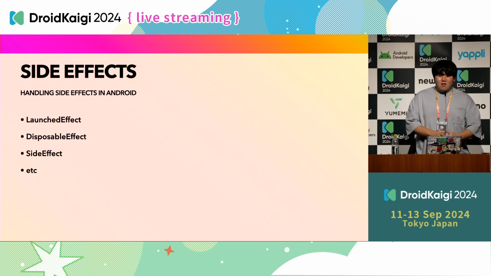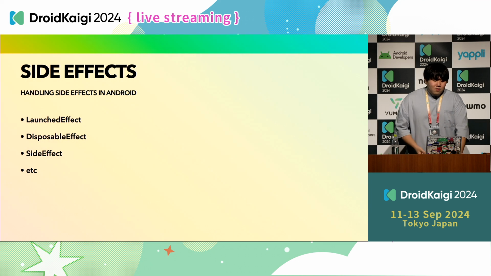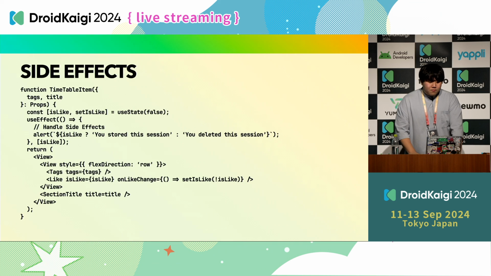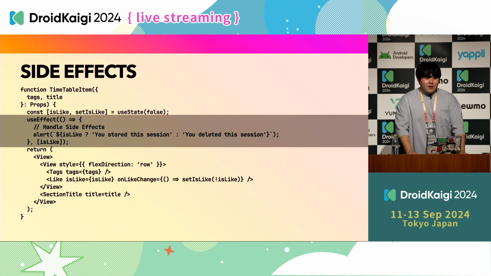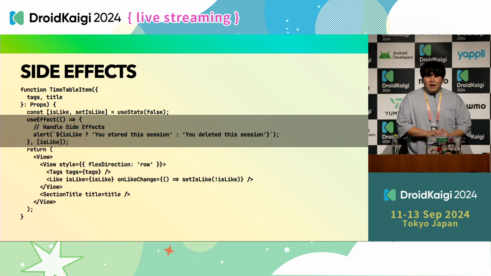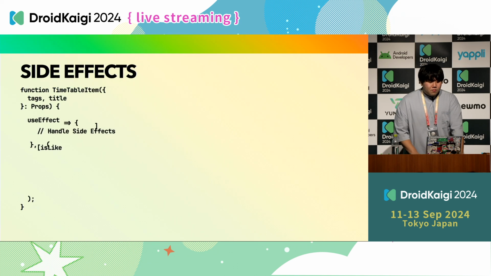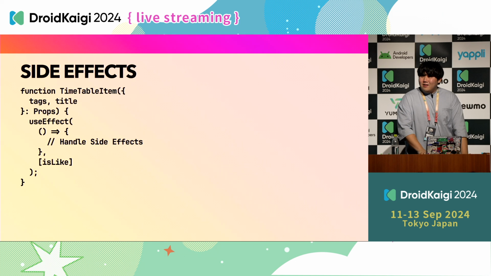Also, there are so many side effect handlers in Jetpack Compose. Before explaining this, let's see React's one. In React, there's a very famous side effect handler called useEffect. useEffect can take a total of 2 parameters. The side effects are defined within the callback function provided as the first parameter. Okay, let's take a closer look at useEffect.